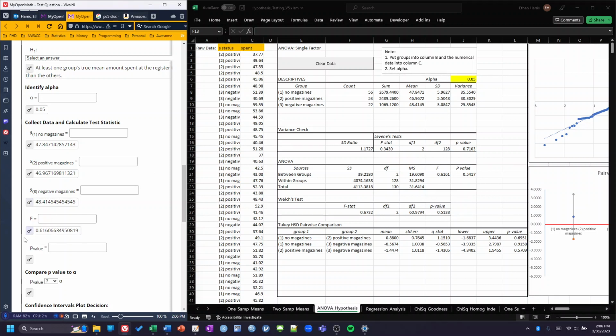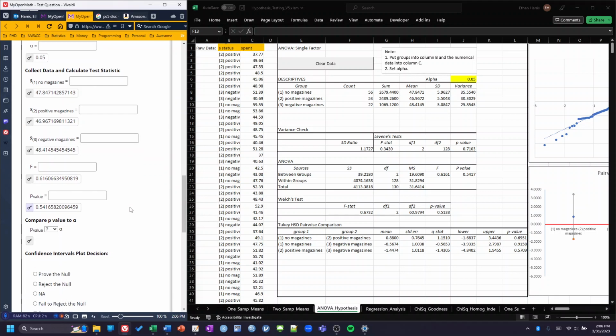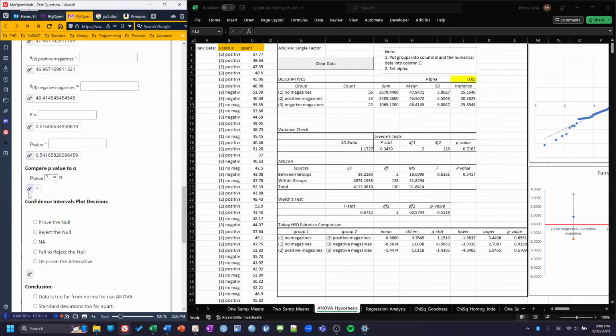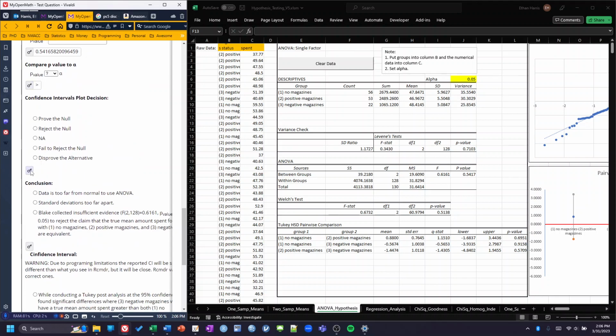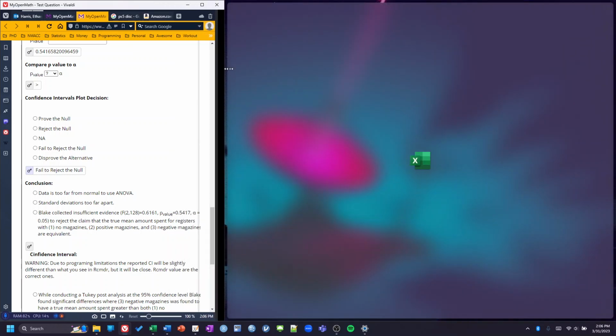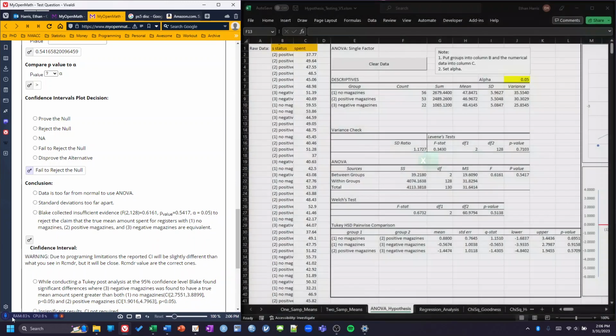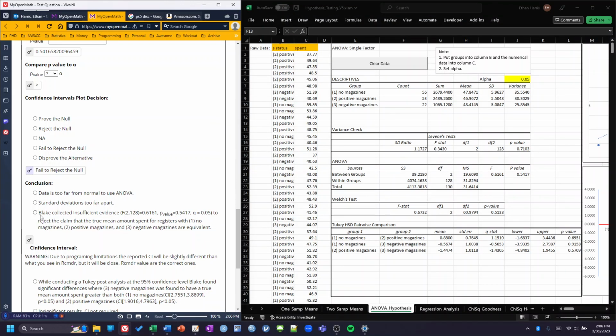So we see that our F statistic is 0.616, and that is what we got here, 0.6161, rounded to 4 decimal places, and a p-value of 0.517. Okay, so if we compare our p-value to alpha, we see that the p-value is greater, and that means that we are going to fail to reject the null hypothesis. Okay. So now let's look at our conclusions, and we can see here that it says that Blake collected insufficient evidence.